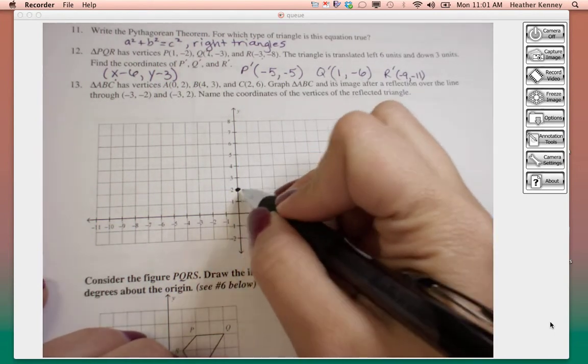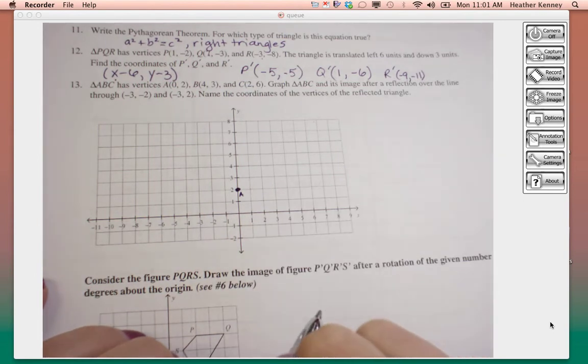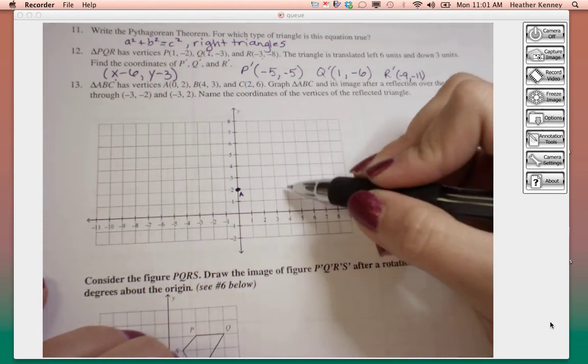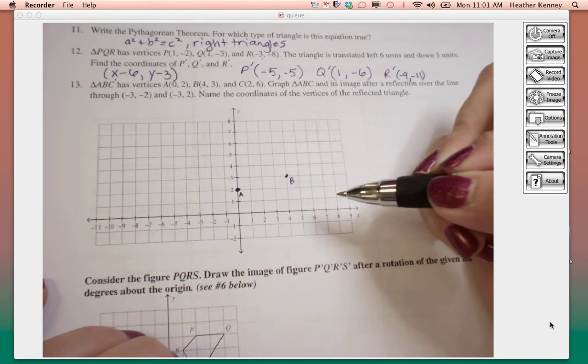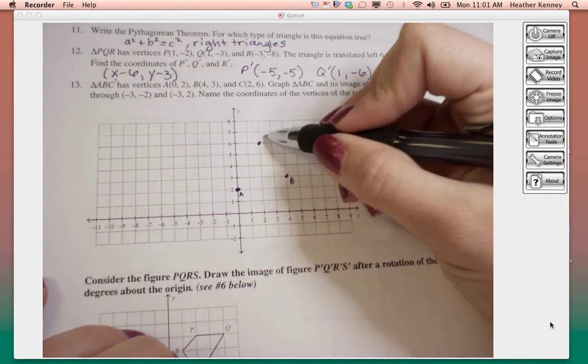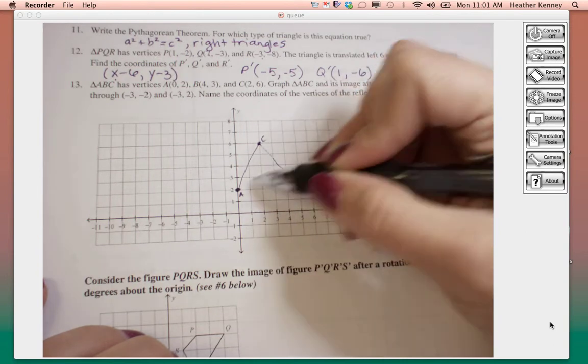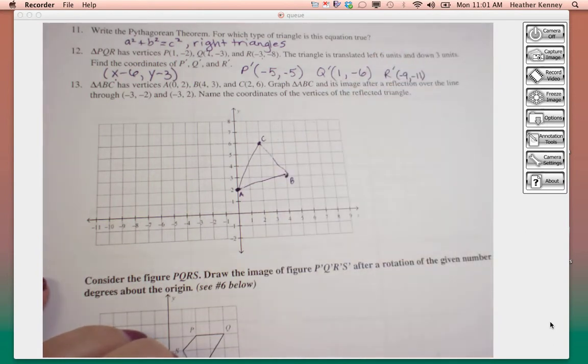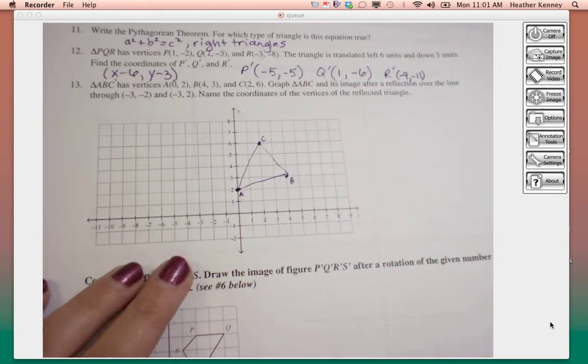Number 13. Triangle ABC has vertices (0, 2), (4, 3), and (2, 6). Triangle.